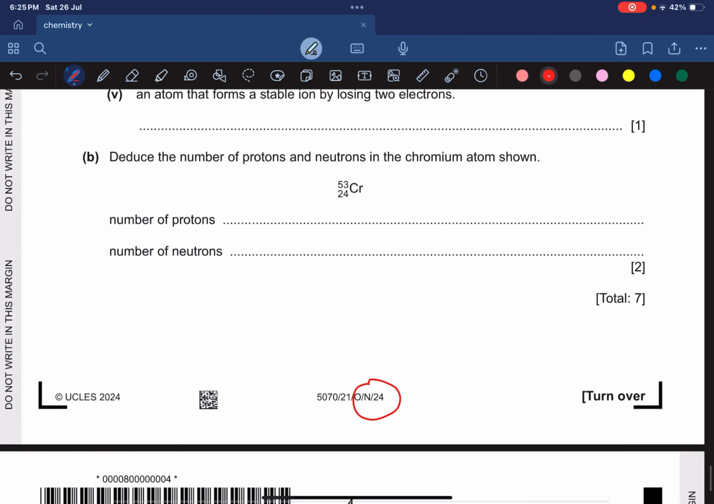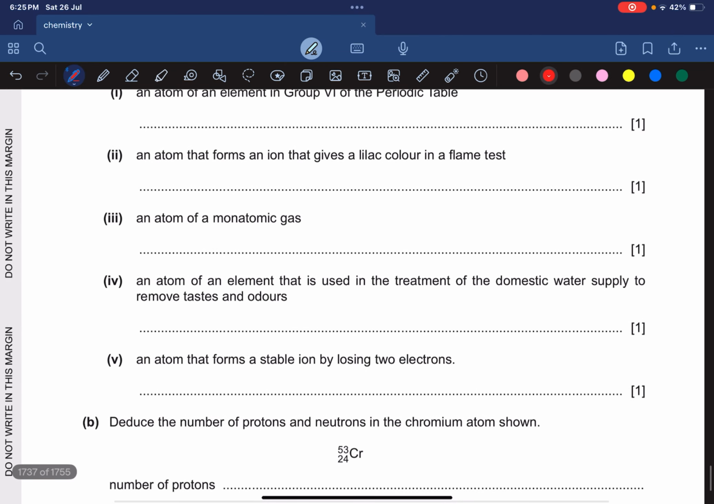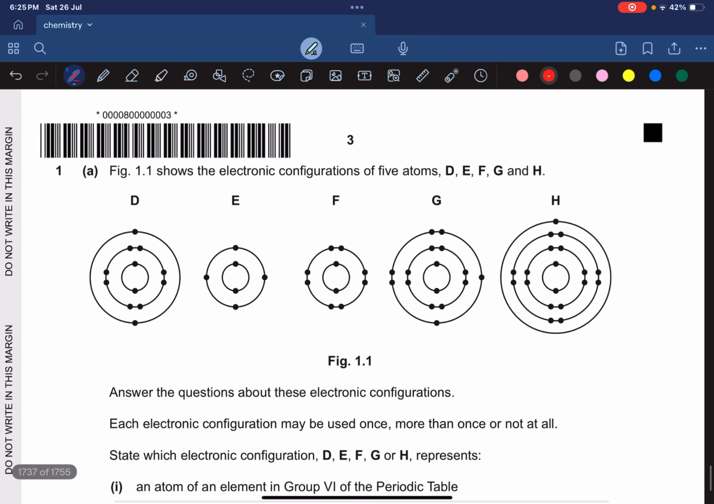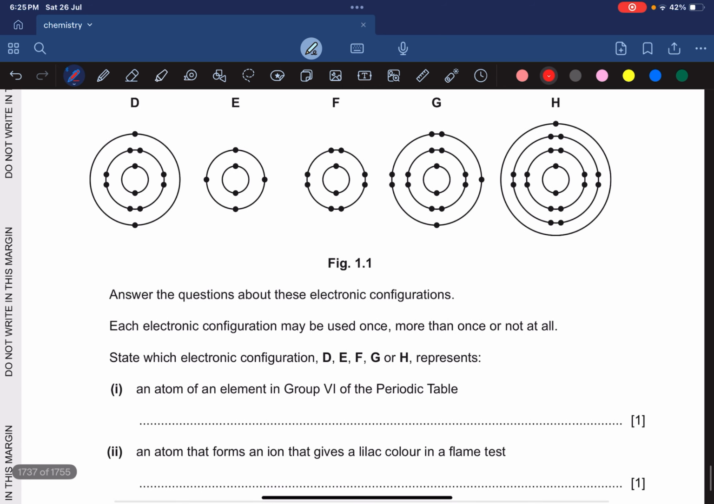We are going to be solving the October-November 2024 paper 21 of O Levels. As you know, practice makes a man perfect, so we're going to be practicing past papers every day, and try to follow up with the next videos in which we're going to be solving past papers every day. That's going to get you a good grade and a good hold of your concepts.